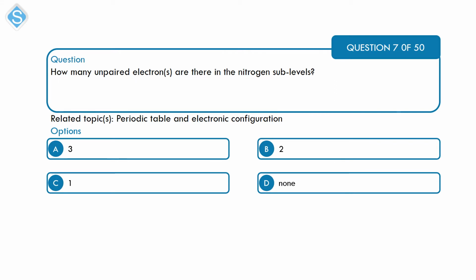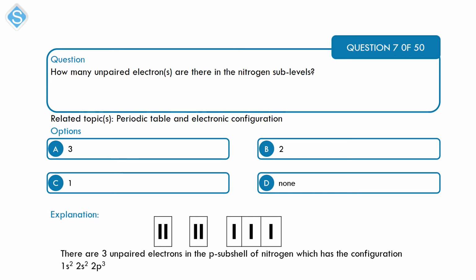That's like 0. Okay, so there are actually 3 unpaired electrons in the p subshell of nitrogen. Now if you write the electronic configuration of nitrogen, that is 1s2, 2s2, and 2p3. This is the representation. Here you have the 1s2, the 2s2, and here you have the 2p3. Now in each orbital you're supposed to have 2 electrons that are paired, and as you can see in these p orbitals we have 3 unpaired electrons.